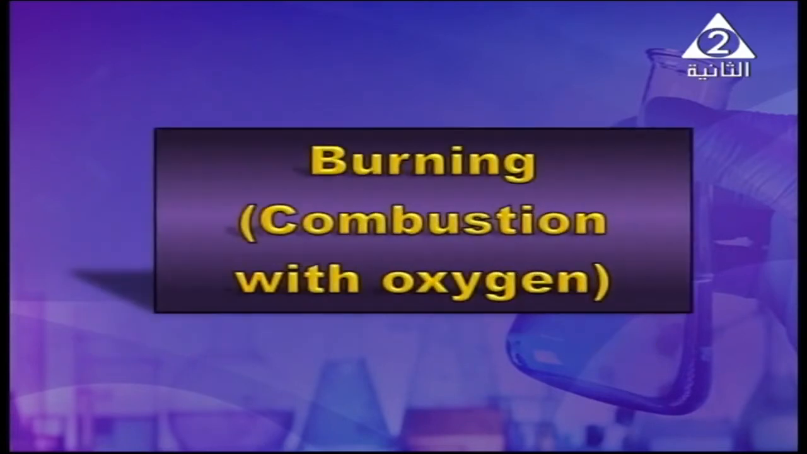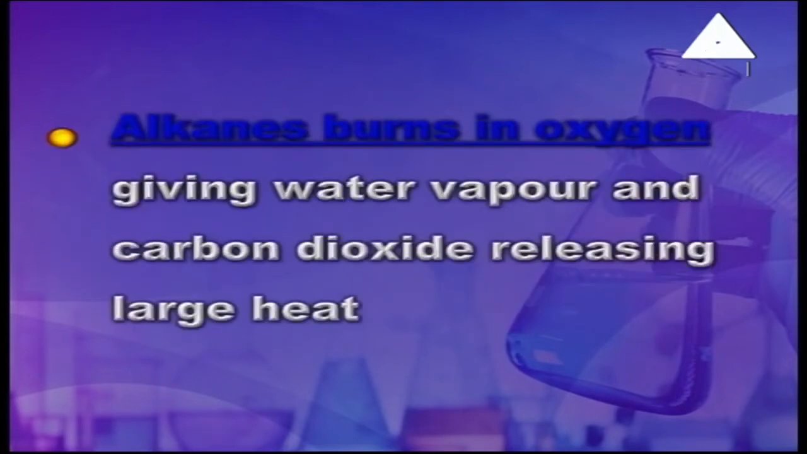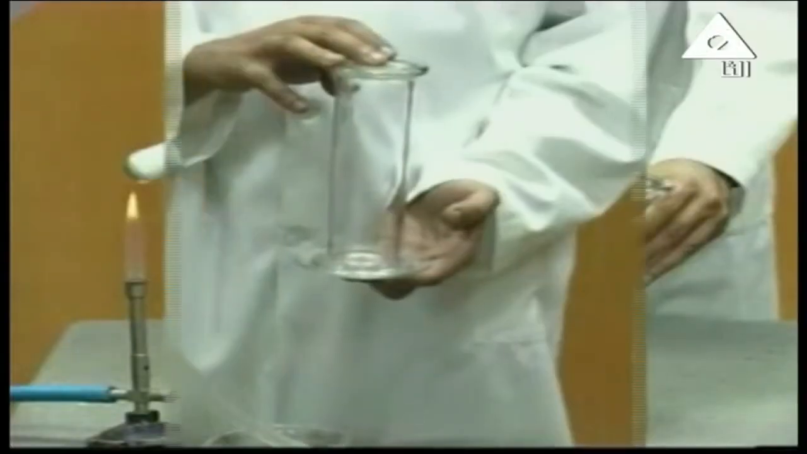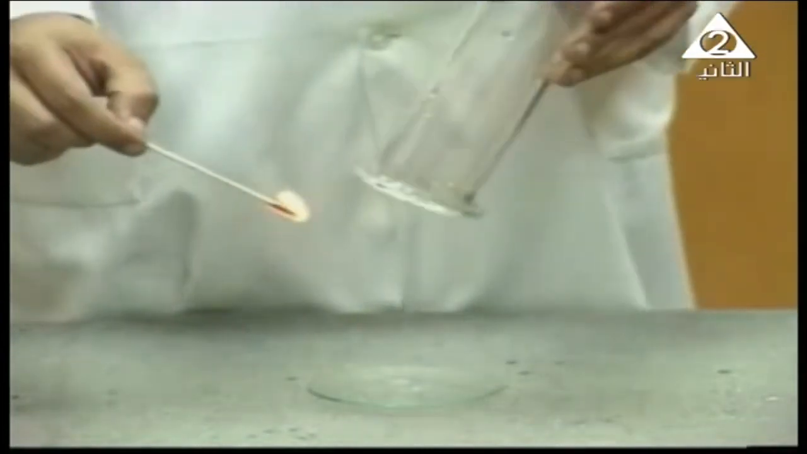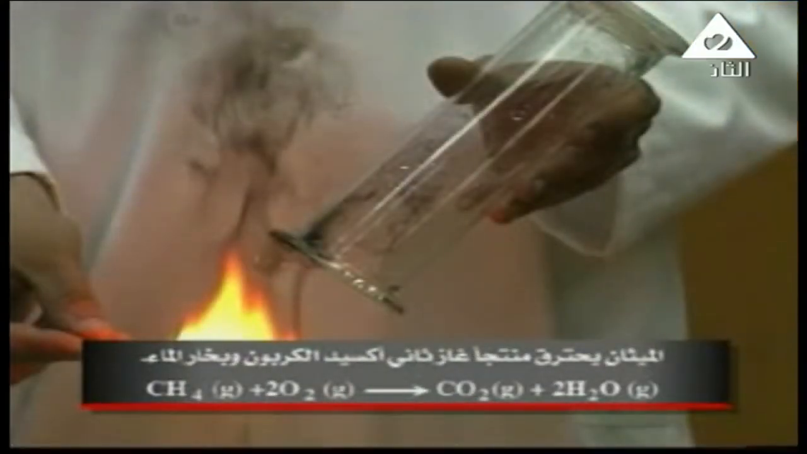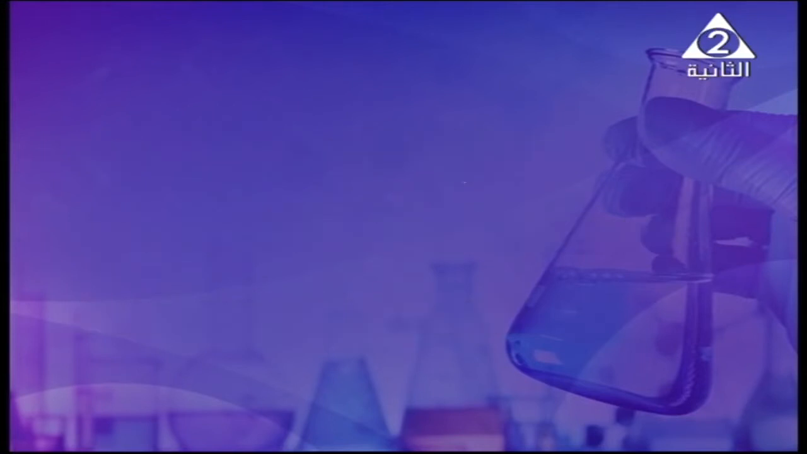Now we are going to discuss burning or combustion with oxygen. Alkanes burn in oxygen giving water vapor and carbon dioxide, releasing large heat, as the following animation shows. Here, my dear student, we are going to prepare methane gas first, and then burn it. Here we find that the burning reaction happens, and carbon dioxide gas is produced and water vapor is also produced. My dear student, these reactions are highly exothermic and used as fuel.